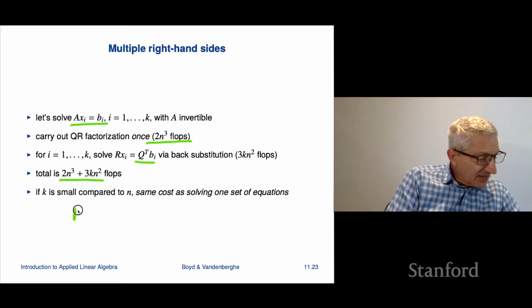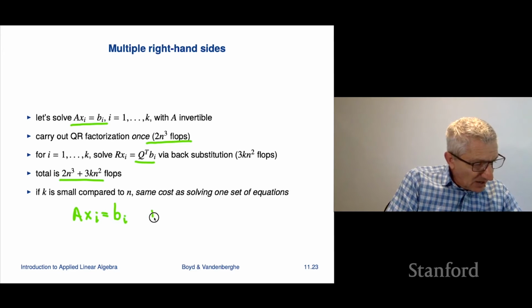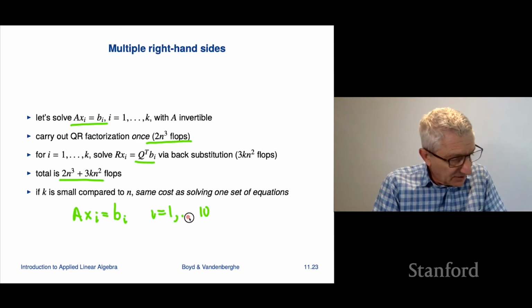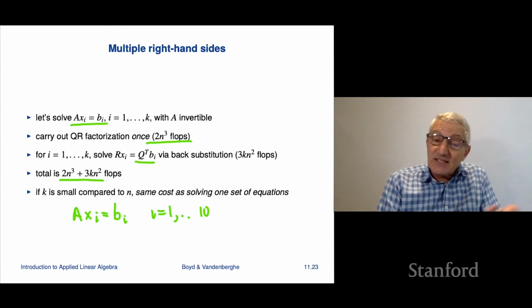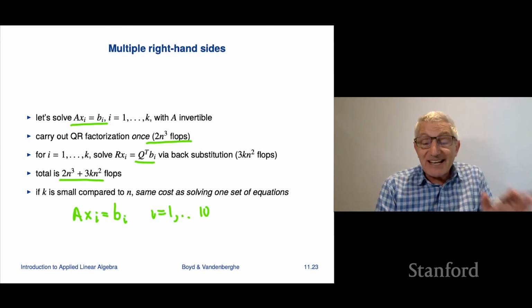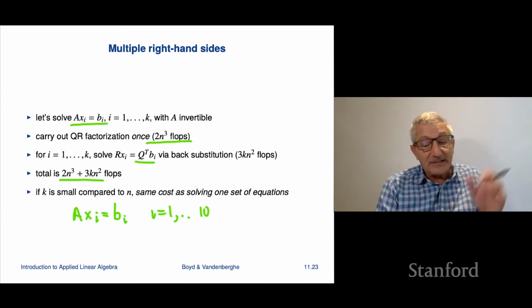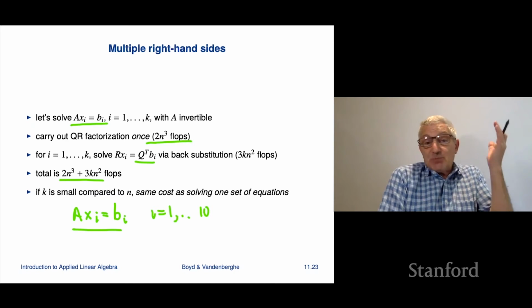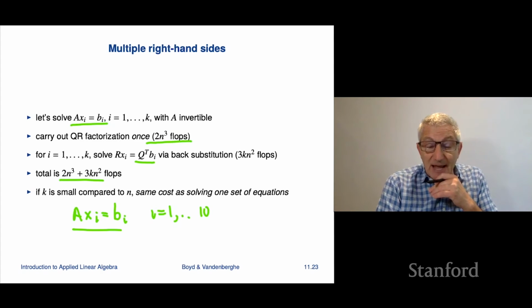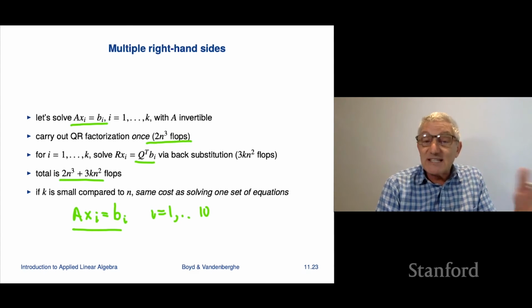Suppose I ask you to solve A x_i equals b_i for i equals 1 up to 10. Okay, so I want to solve 10 systems of linear equations, and A is 1,000 by 1,000. And we already discussed that I can solve one of them in about 1/10 of a second on my laptop. So the naive method would be to just simply solve this 10 times, and that would give me 10 times 1/10 of a second, which is 1 second.